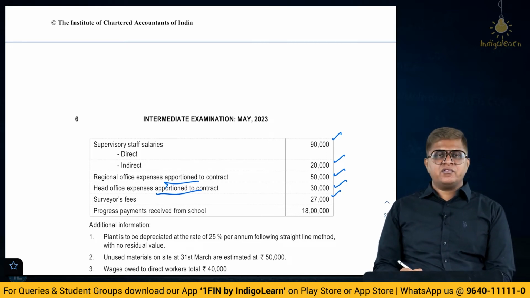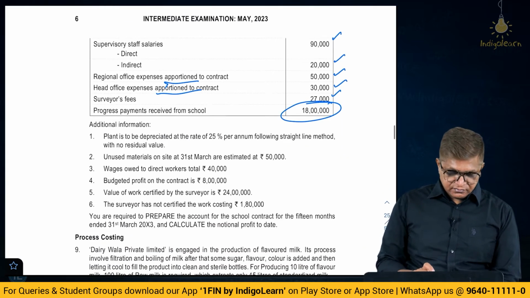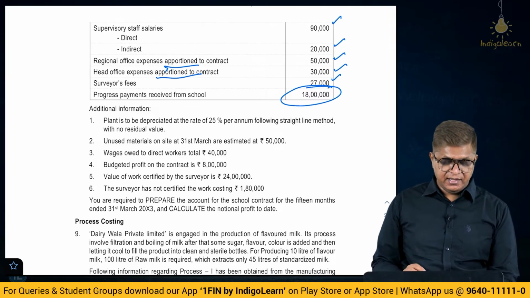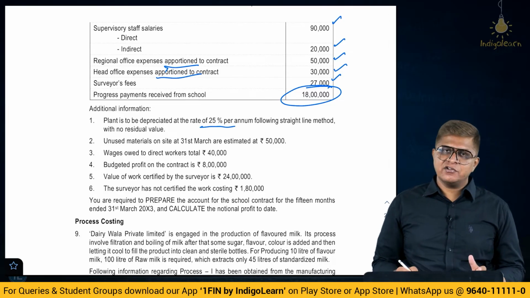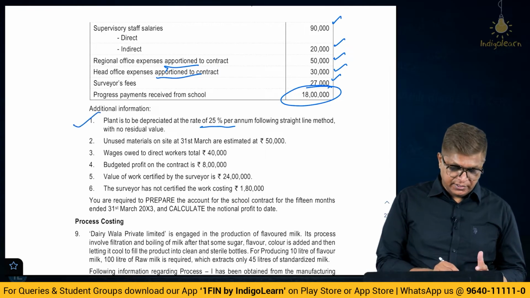Progress payment received from the school. So the payments that we have received till now is 18 lakhs. So information till here is relatively straightforward. Additional information. Plant is to be depreciated at the rate of 25% per annum, following the straight line method with no residual value. Alright.